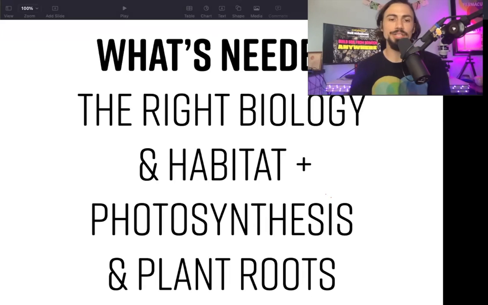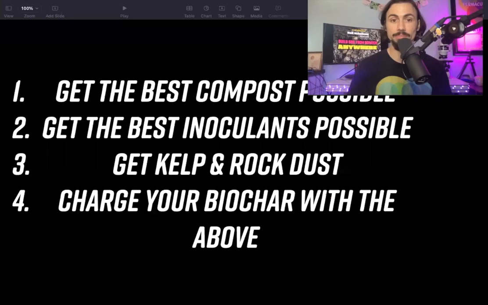So we need the right biology and habitat plus photosynthesis and plant roots to actually tie this all together and make this whole scene happen. So get the best compost possible, get the best inoculants possible, and spike your compost because your compost can contain all the inoculants, all the rhizobia. You know how you inoculate your peas and beans and such. It can stay in the compost for at least a year. Otherwise, it wouldn't persist in the soil over the winter and be there readily in the soil for the next time you plant. That's why they say you only have to inoculate with nitrogen fixing rhizobia once.